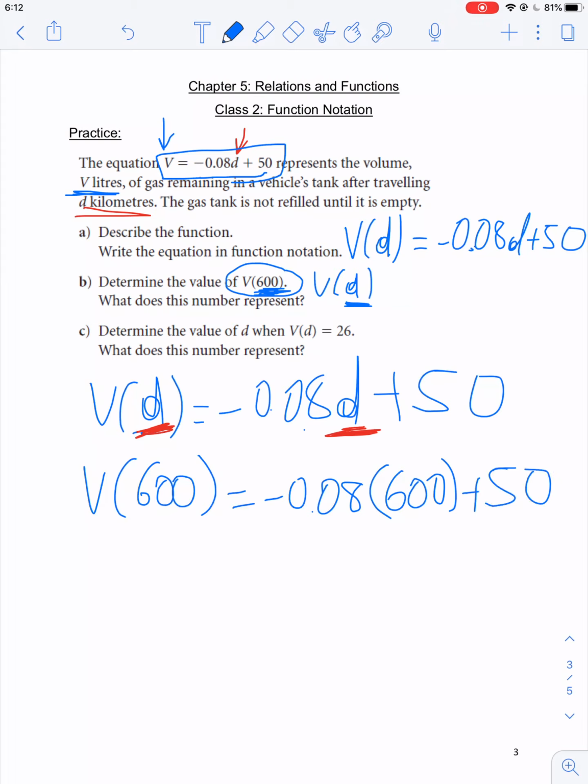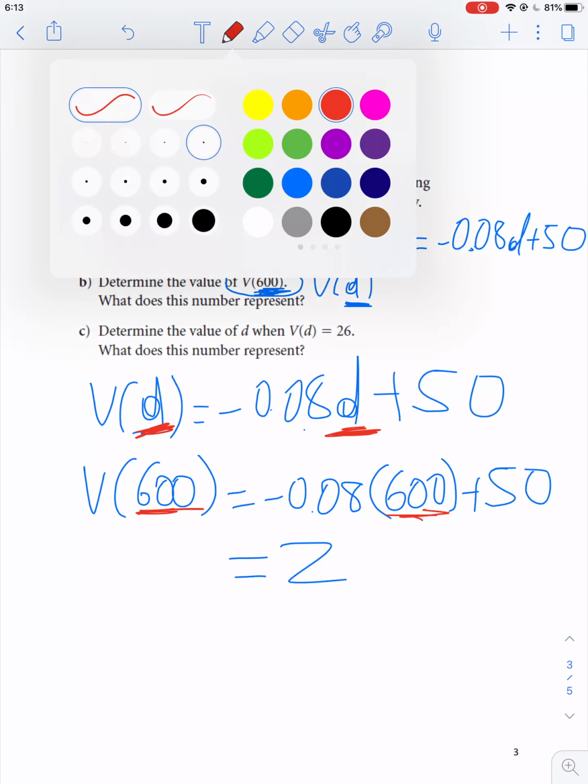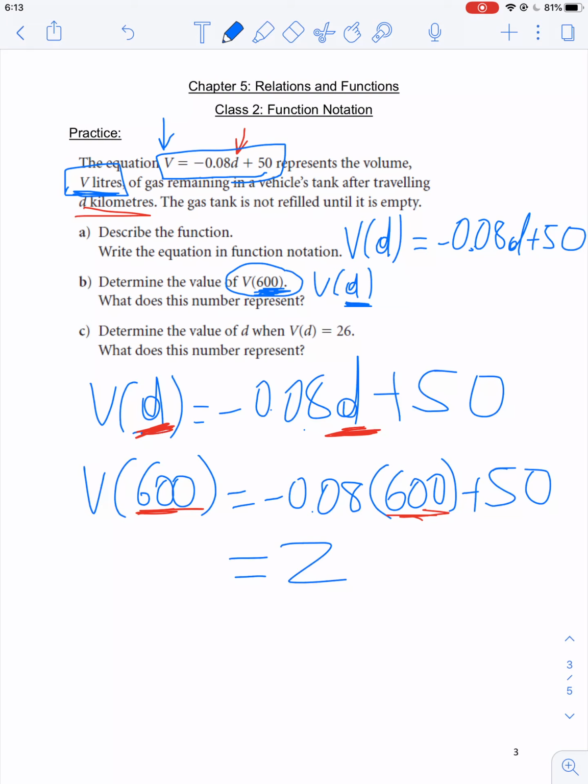I will have to use a calculator for this, so hold on one second. If you multiply this out, minus 0.08 times 600, and then add 50 to that, you're going to get 2. So what does this number represent? Remember, V is given in liters. So this means that after traveling 600 kilometers, your tank will only have 2 liters.